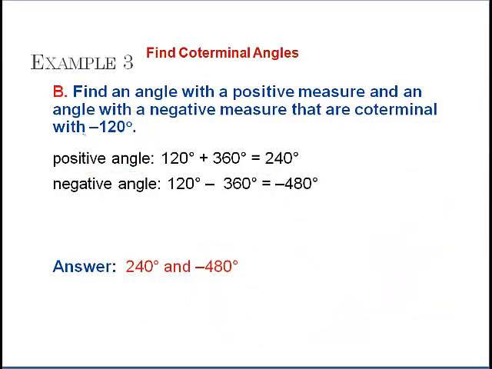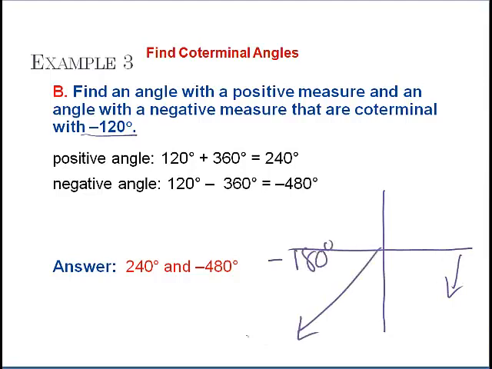Here's another one. Find an angle with a positive and negative measure that is coterminal with negative 120. So negative 120 means we're rotating clockwise, negative 120 degrees. So negative 120 is going to be in the third quadrant.